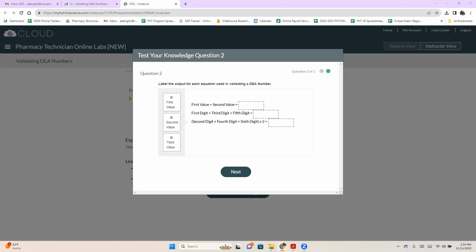All right. So label the output for each equation using validating a DEA number. First value and second value equal third value. First digit plus third digit plus fifth digit equals the first value. Second digit plus fourth digit plus sixth digit, times 2, equals the second value. And you'll want to remember this because you will be asked this again.